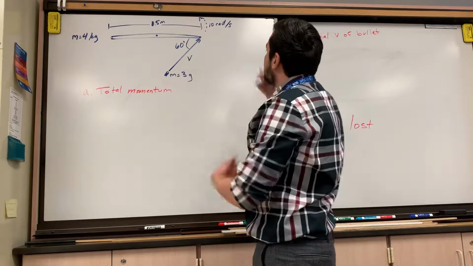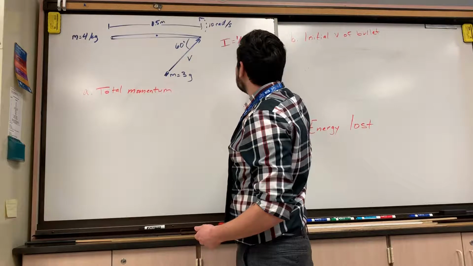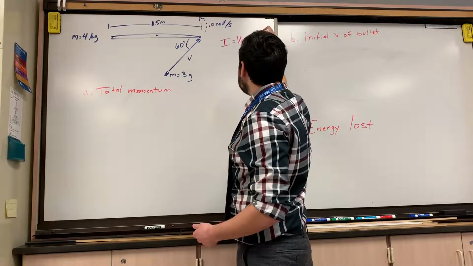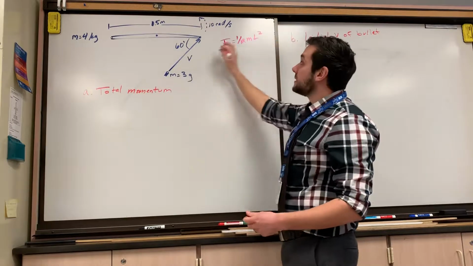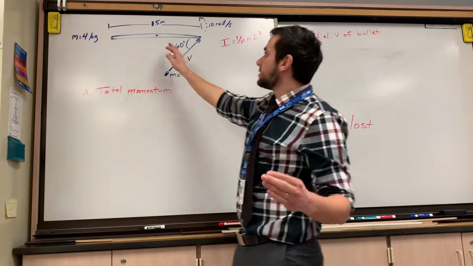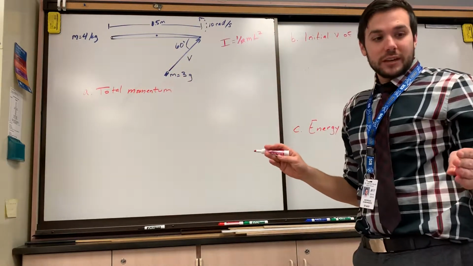It gives us the equation for the moment of inertia of the rod to be 1/12 mL squared, where L is the actual length in its entirety, not the radius from the axis of rotation. So that's an important component to make sure that we understand.